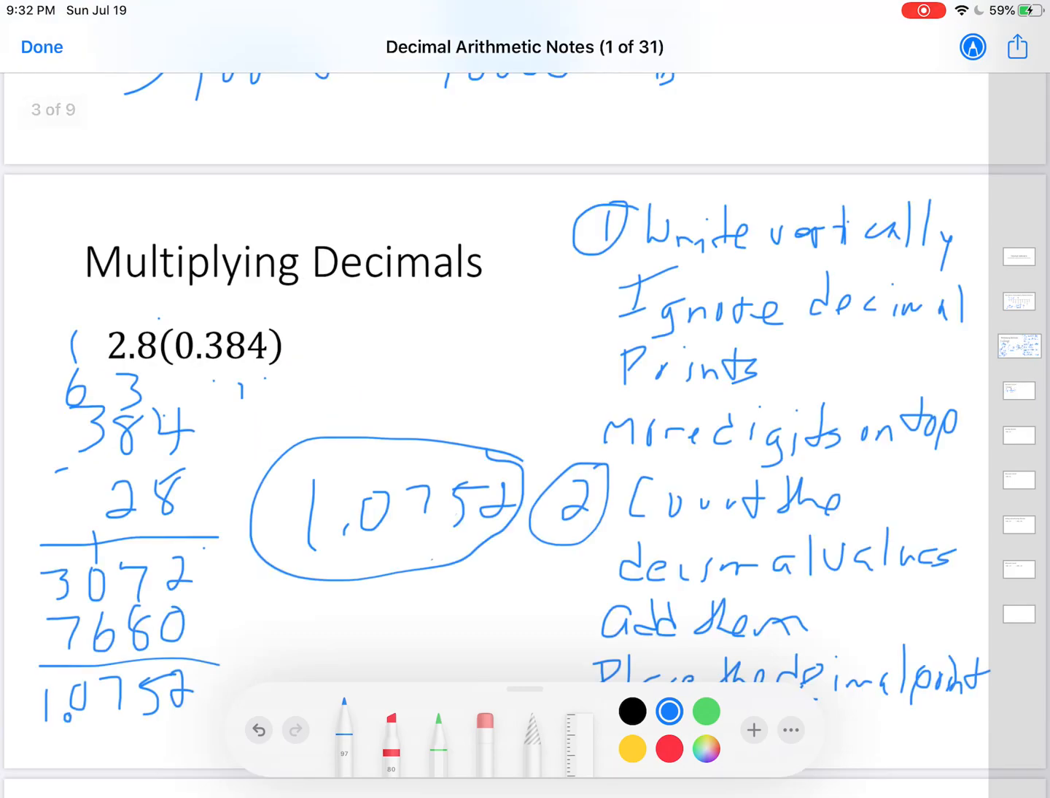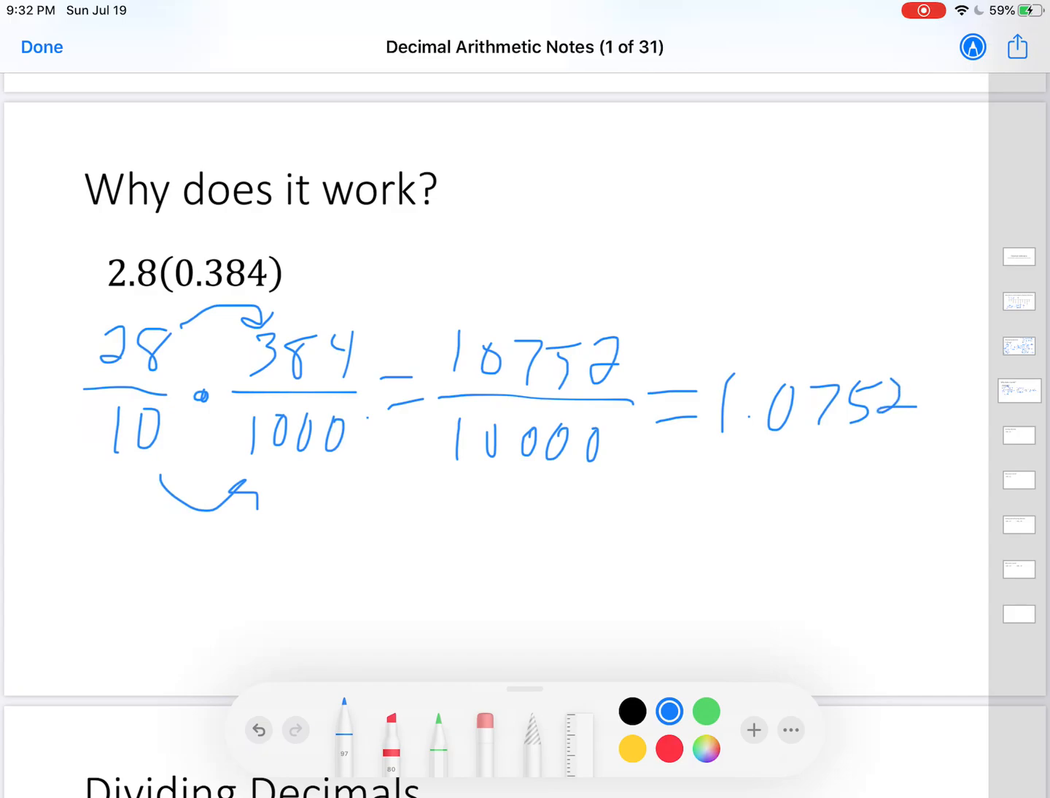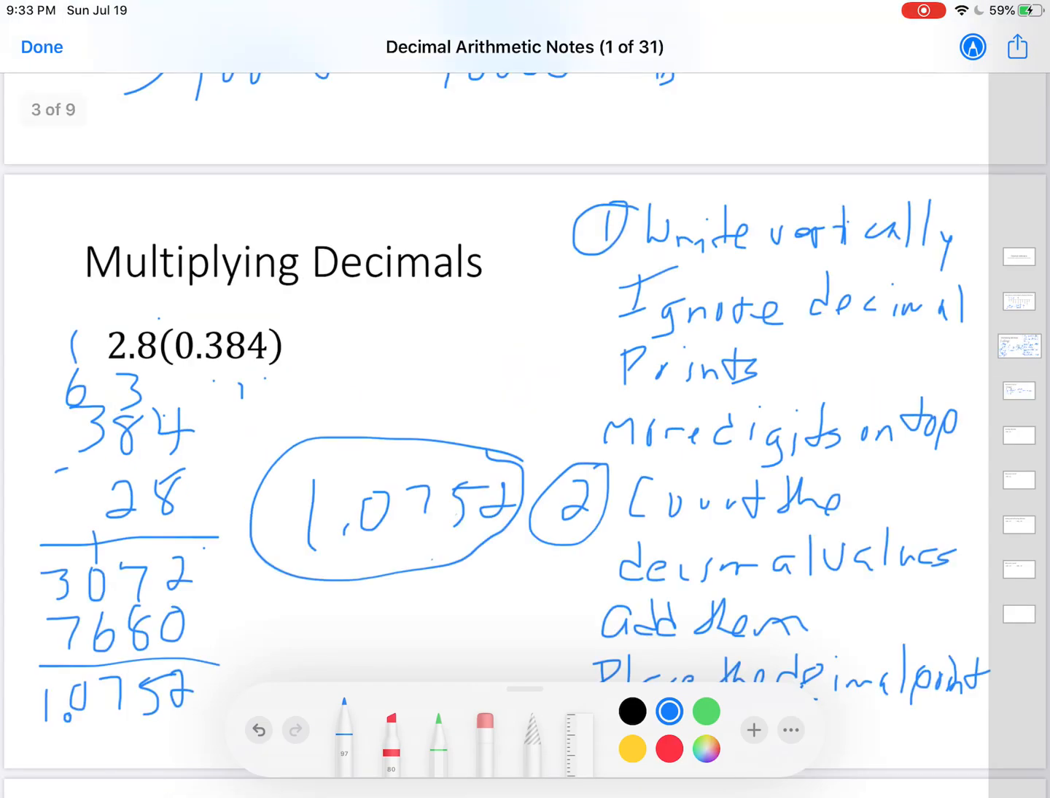We did 28 times 384. I got 10,752. Then we would do 10 times 1,000, and I get 10,000. And look, wouldn't that make it 1.0752? And that is why you count the place.